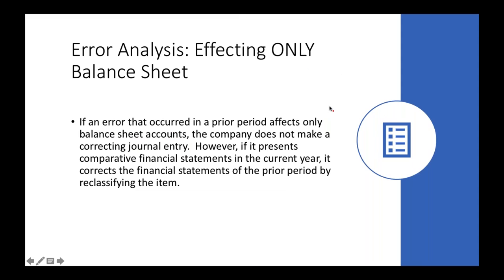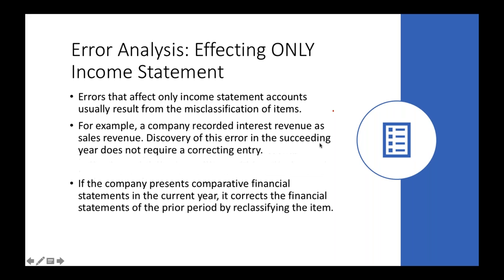So let's see the error analysis. Once you identify that there is an error in accounting principle or whatever, see the impact of the same, and go and adjust the retained earnings statement with the net of tax. Sometimes errors may affect only the income statement, not the balance sheet items. It may be due to misclassification of items within the income statement, like interest revenue recorded as sales revenue.